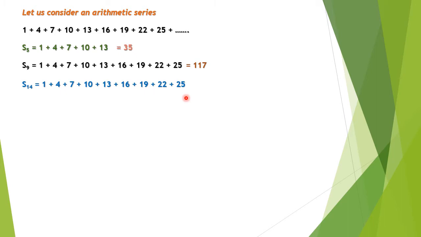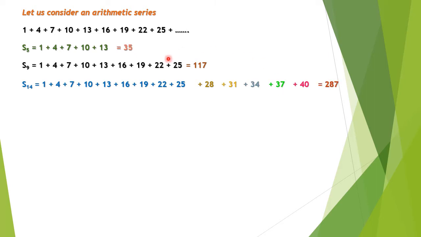So that is the 10th term, 28 is the 10th term, 31, then 34, then 37, then 40. Now this is the 14th term. So now we can use our calculator and we can easily find the sum.